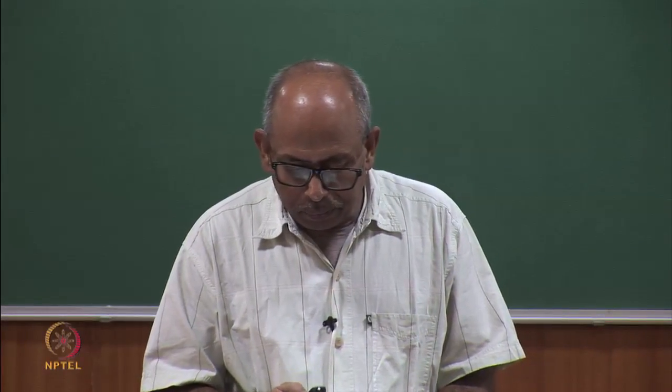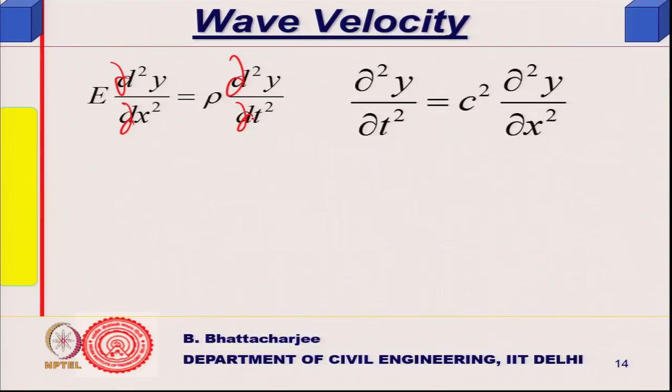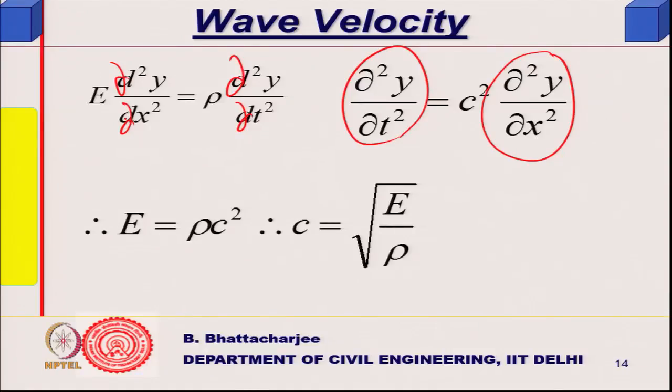So therefore, this I can write. This can be written like this, and this is correct this time. So replacing this from the earlier equation, the wave equation, which was this, C square must be equal to E by rho. It follows from this that C square must be equal to E by rho.